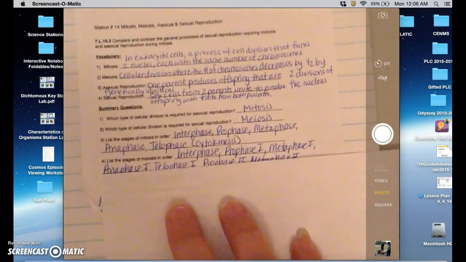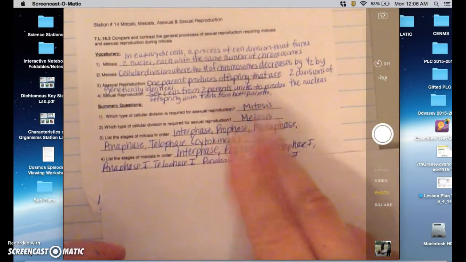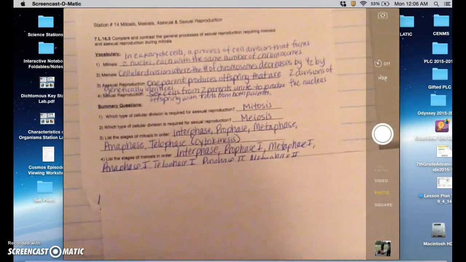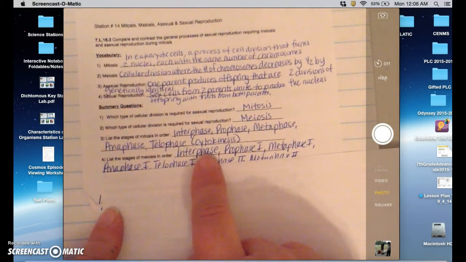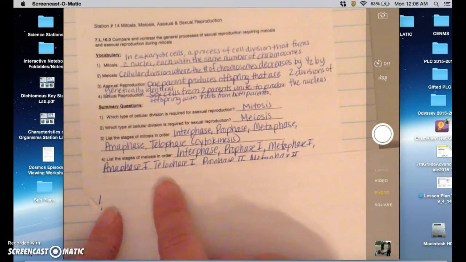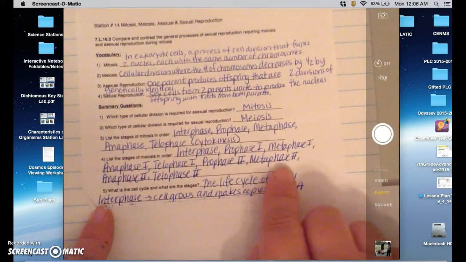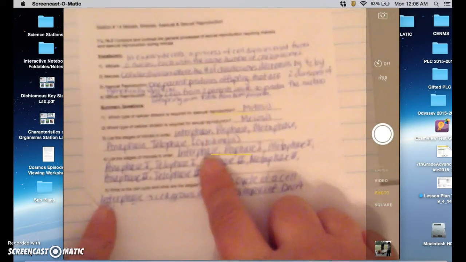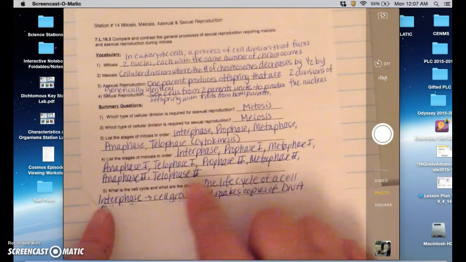Number 4, list the stages of meiosis in order. So again, meiosis means that it goes through cellular division twice because you have half the number of chromosomes. So you have interphase, which is where DNA is copied. Then you have prophase 1, metaphase 1, anaphase 1, telophase 1. And then in meiosis, you go through all of these phases again. You don't go through interphase again because the DNA has already been copied. But you have prophase, metaphase, anaphase, and telophase 2.